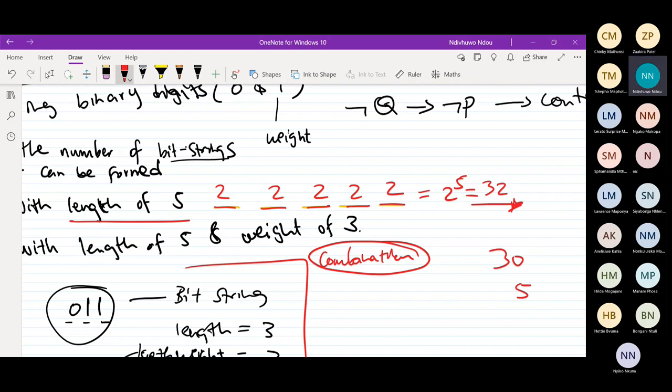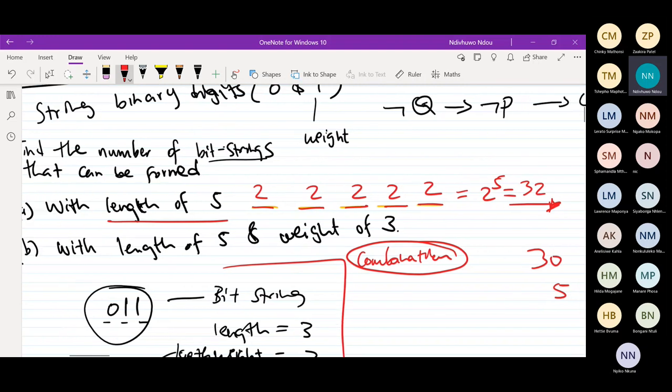However, in permutation, when you change the arrangement, the seating arrangement as an example, you change your number of arrangements. I mean, you change your number of combinations that you can have.